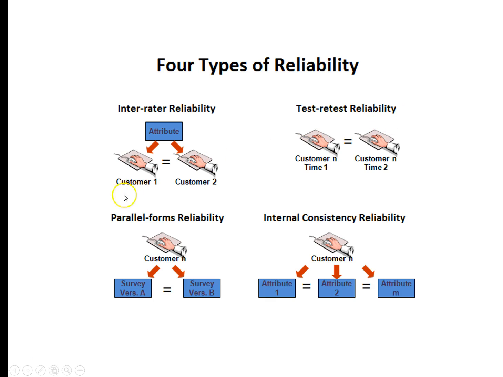The next form of reliability is parallel forms reliability. So for this version, we have different versions of the same survey or test, and different people are taking different versions, and the answers and the results we get should be somewhat consistent from version to version.